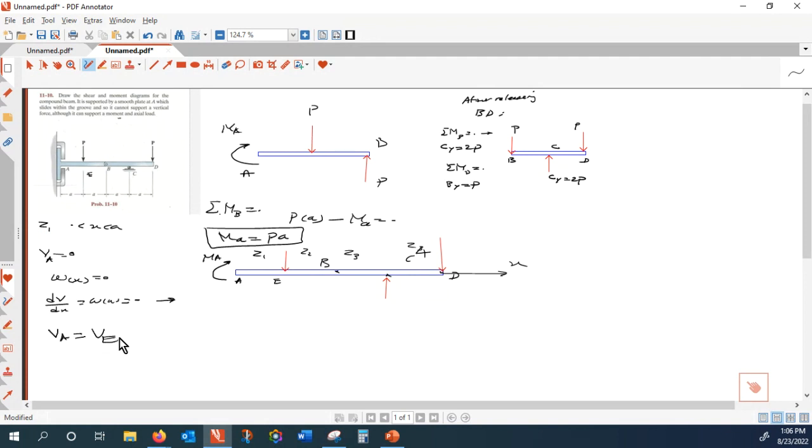VA is equal to VE is equal to 0. So if I want to plot that one, the first graph you plot, that is V of X. For the first zone, the shear force is 0. Shear force is 0, no shear force. All right.